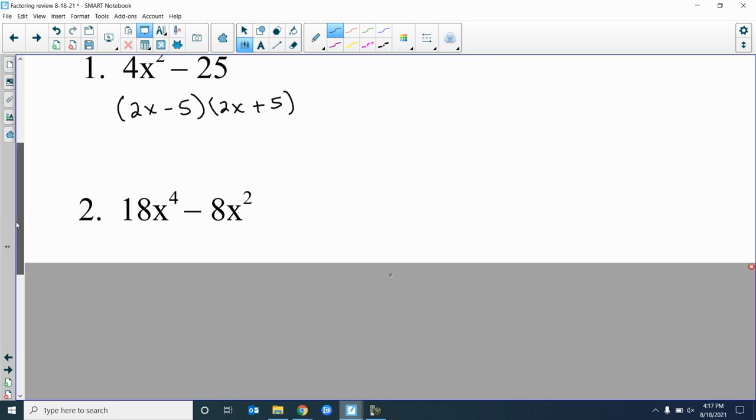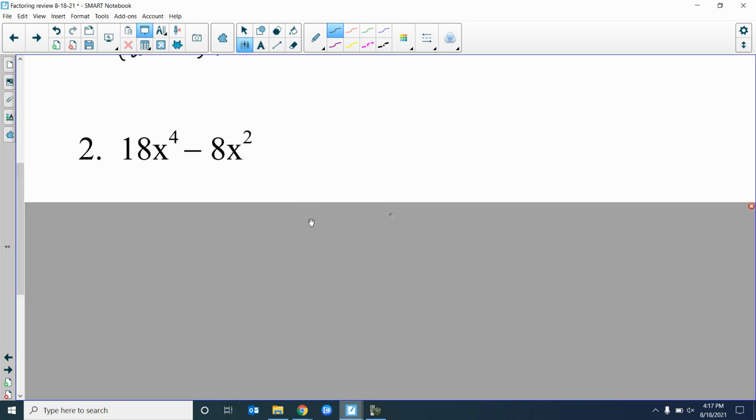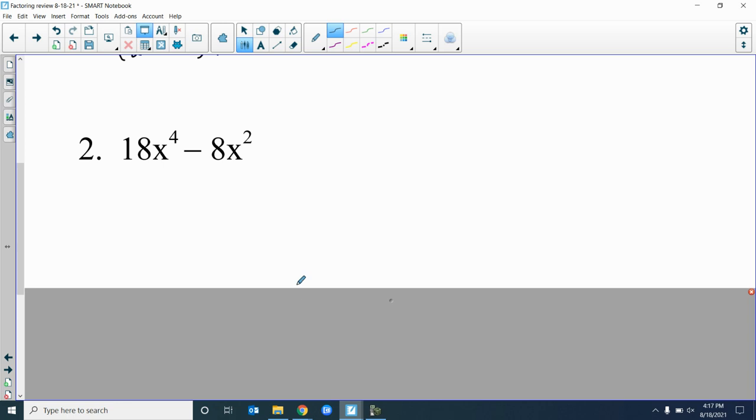This second one here, 18x to the fourth minus 8x squared. First rule is always factor out the GCF. At this point, you could not factor this problem as a difference of squares because they're not squares of another term. So we take out the GCF, which would be 2x squared, and we divide each term by 2x squared. I get 9x squared minus 4.